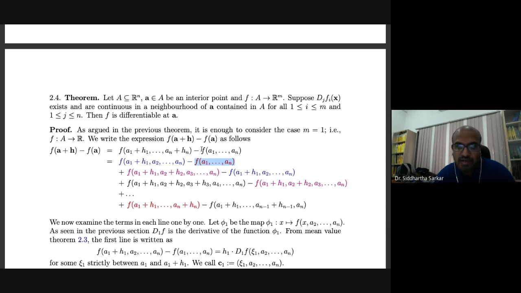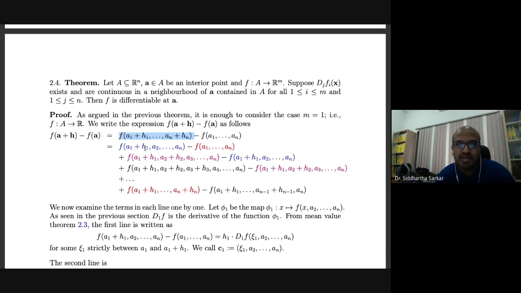F of a1 into an with a negative sign is this particular thing over here. The rate expression in the last line is also over here. Everything else that I'm going to write down is just some adjustment. Okay, so the blue one is going to cancel with the blue one. This pink one is going to cancel with this pink one. So what are these terms?